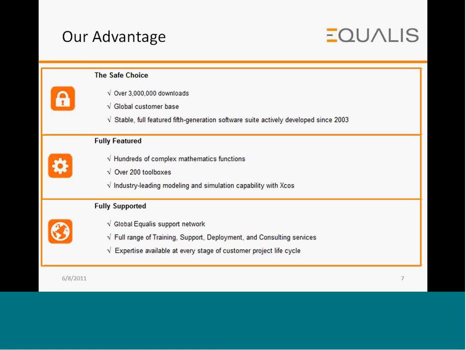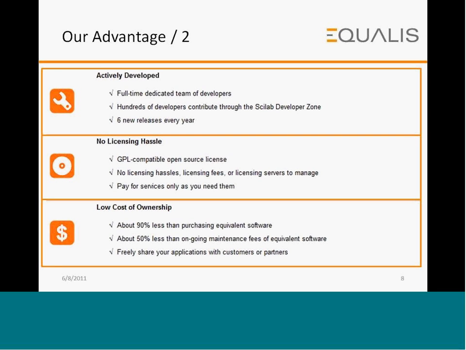And you have support. Equalus has a global support network, and with this network we provide a full range of training, support, deployment, and consulting services, and we have expertise at every stage of the customer project cycle. Talking about development, it's very active, and we have a full-time dedicated team of developers. Hundreds of developers contribute through the Scilab Developer Zone, and we make 6 new releases every year.